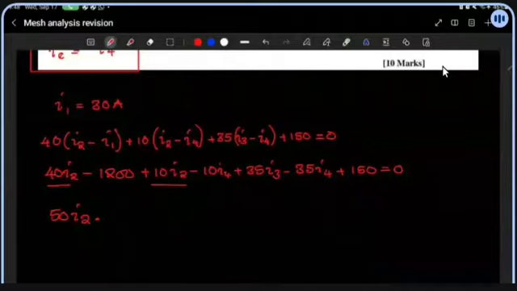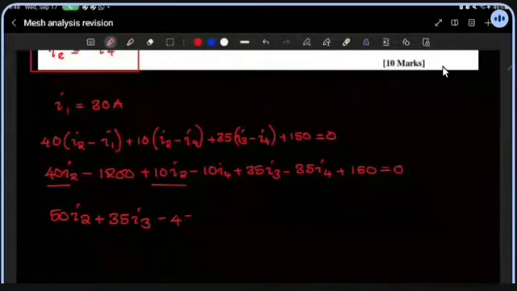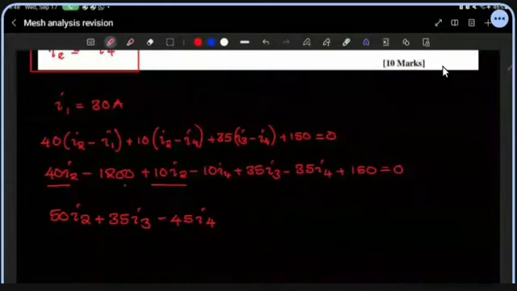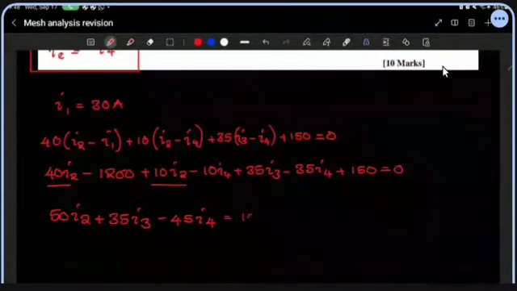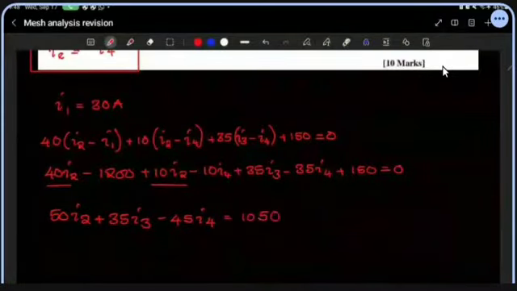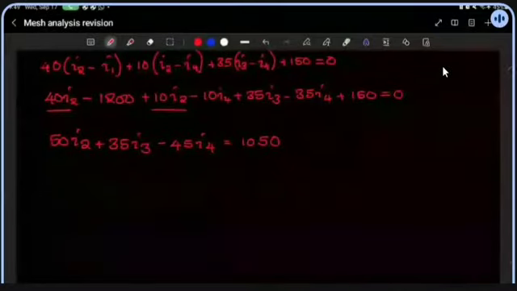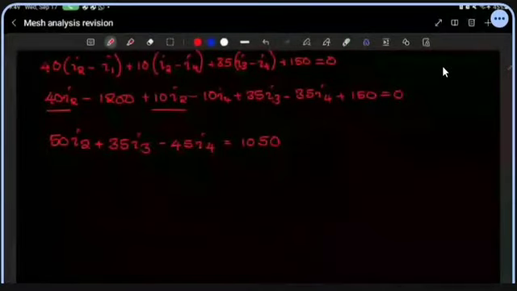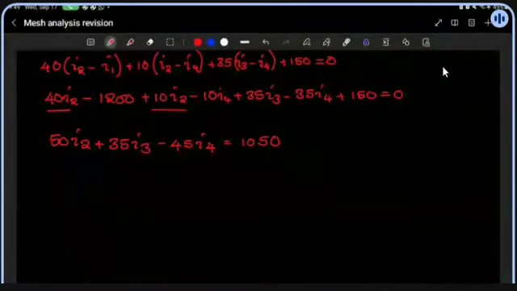I3 shows up only once. I4 shows up twice, both are negatives, so you have minus 45 I4. Then we have the negative 1200 plus 150, we get 1050, which becomes positive on the right. So this is what we end up having. 3 unknowns here, I2, I3, and I4.